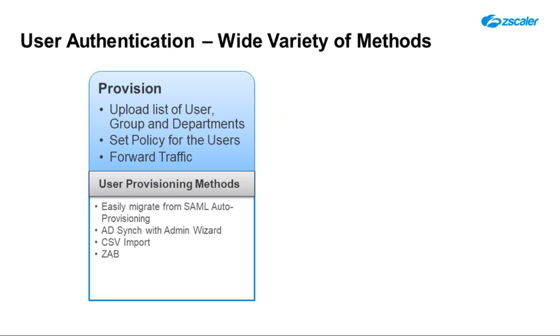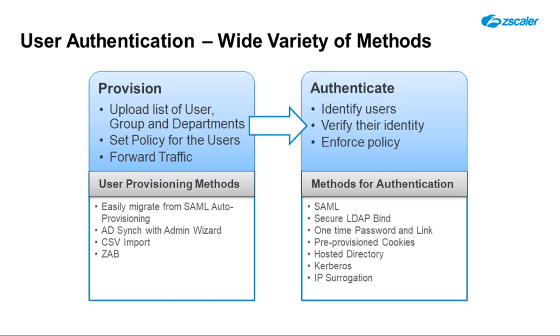Once your traffic starts flowing to us, the next step is to figure out who the users are in order to apply policies and for reporting. We look at authentication as 2 steps. There is provisioning, which means letting the cloud know who the users are and what types of groups and departments exist. Then there is doing actual authentication of the users when they are going out to the internet. There are multiple ways of provisioning your information into the cloud, and there are multiple ways to authenticate.